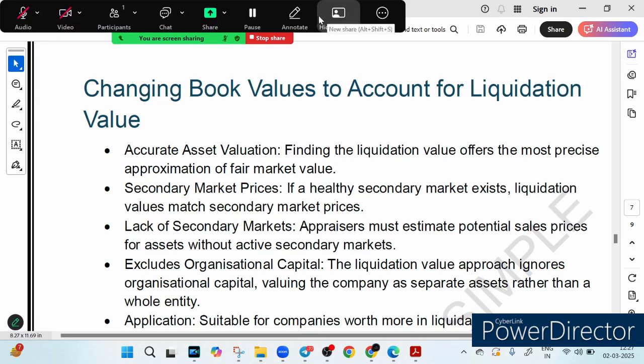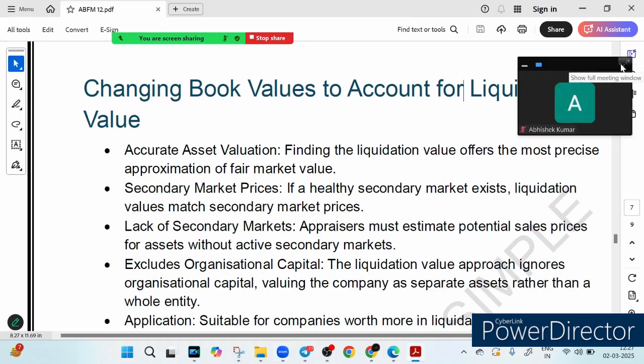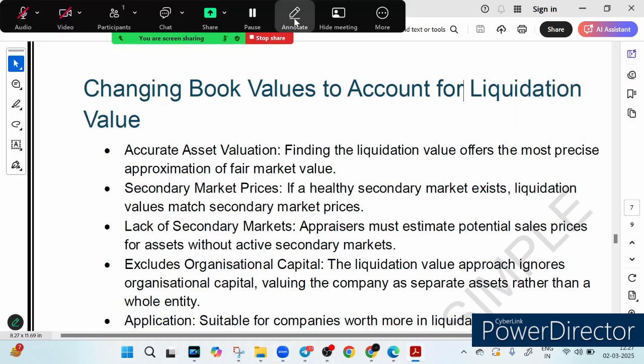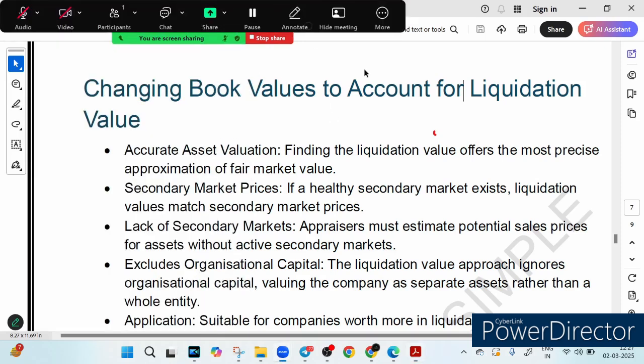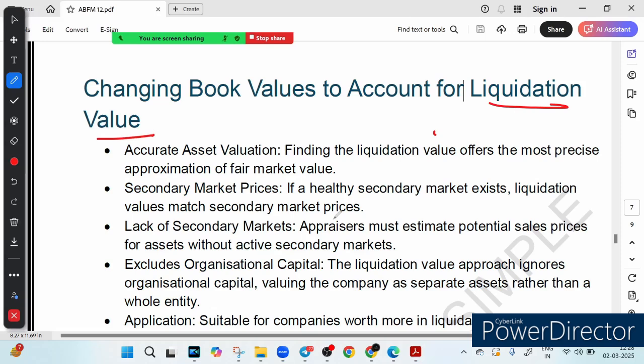So there is something called liquidation value, right? So the question is, why is this liquidation value so important? Liquidation value we are talking about. So it tells us how much money the company can recover if it sells all its assets. If we talk about the liquidation value, how much amount the company can recover by selling all assets, right?